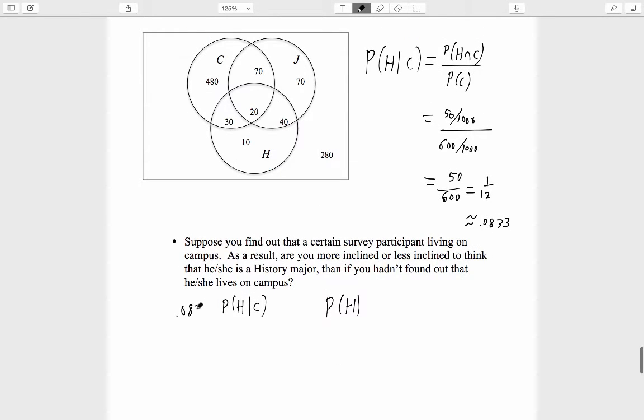We just computed the conditional probability of approximately 0.0833, and the probability of H itself is exactly 0.1, because there are 100 history majors out of 1,000 survey participants total, and therefore the conditional probability is less than the unconditional probability. In light of the new information, I am less inclined to think that this person is a history major than if I hadn't known anything about their on-campus, off-campus status.